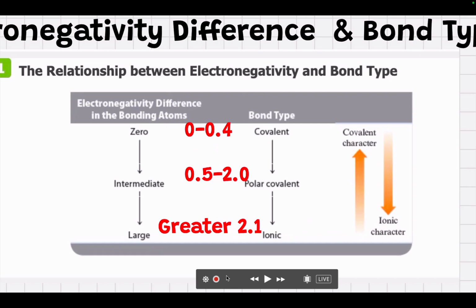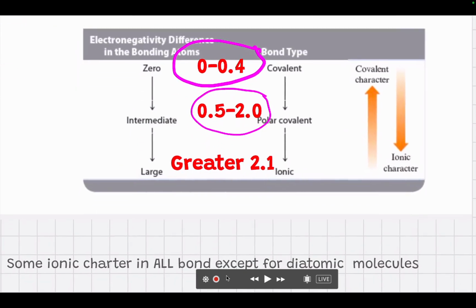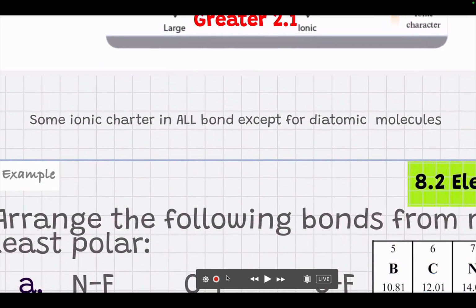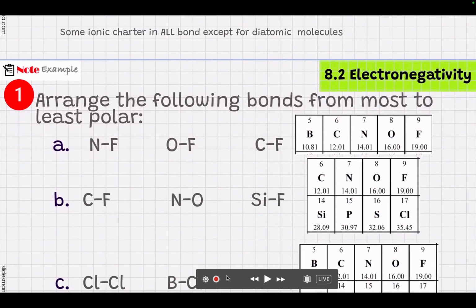All bonds have some ionic character unless they are just two identical atoms in a bond, like a diatomic molecule. But in general, if the two atoms have a small electronegativity difference, they're sharing their electrons somewhat equally. And then when it gets bigger, they're still sharing, but we call that a polar covalent bond. And then it gets to the point where we would say the electrons are being transferred from the metal to the non-metal, and that's what an ionic bond is. So all bonds have ionic character. We'll talk about that more later.